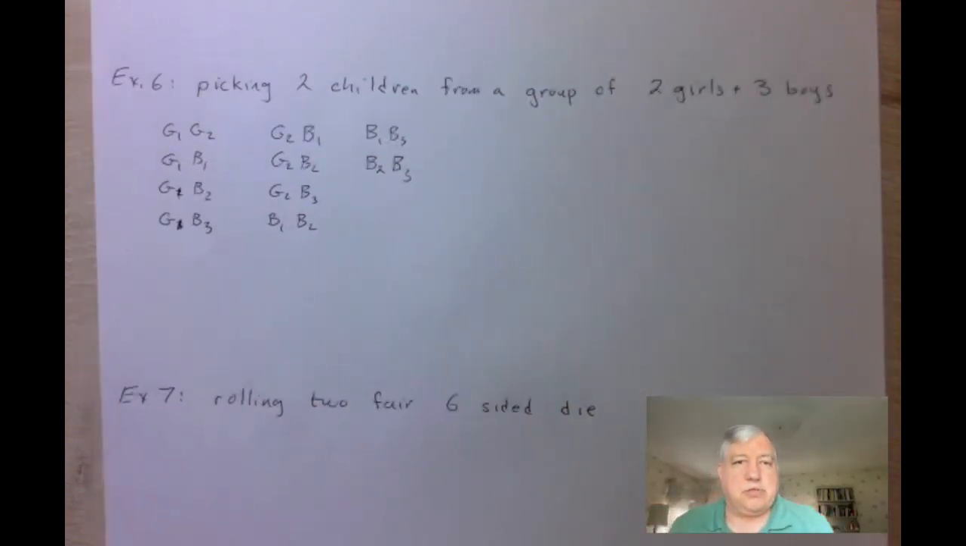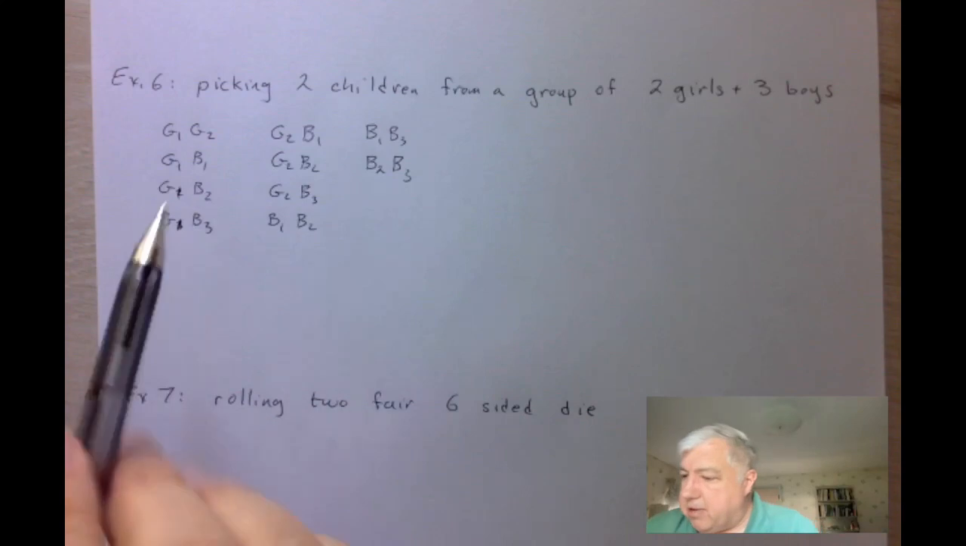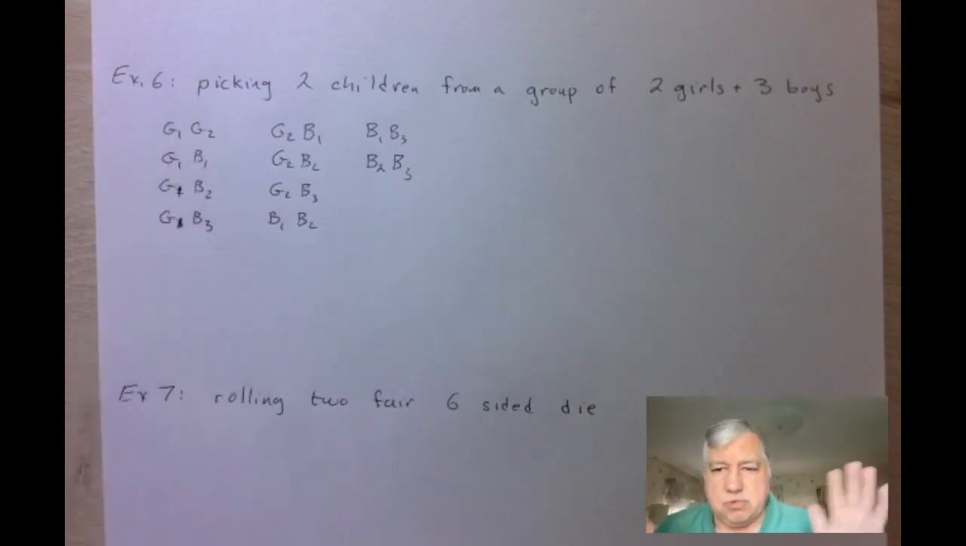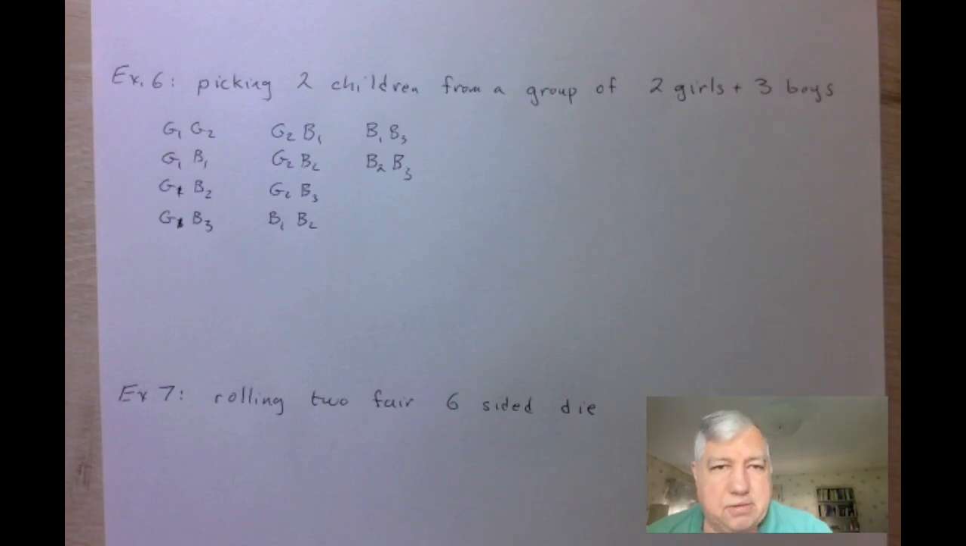Okay, we're not really concerned about the order of this. We'll consider G1, G2 the same as G2, G1, so we're not going to be concerned about the order. We're just taking two children. We're not ordering them. So this would be all the possible pairs that we could pick from a group of 2 girls and 3 boys. Okay, and we can see that there are 10 possibilities, and we're going to see later on there's a nice formula to count the number of possibilities. You don't have to write them out.